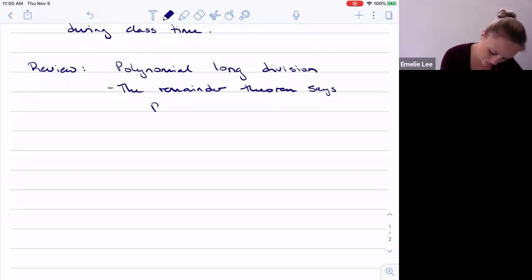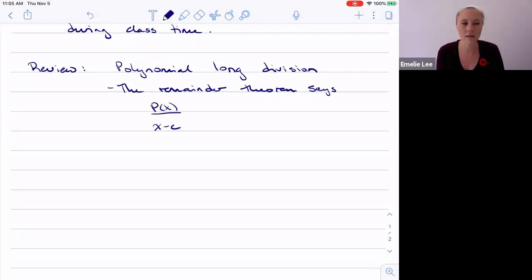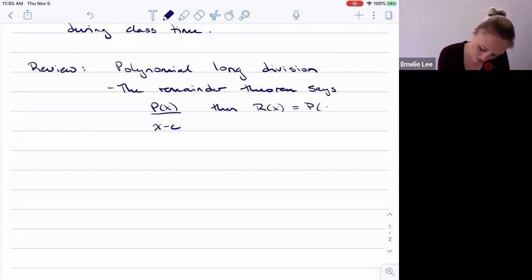that if you have some polynomial p of x divided by x minus c, then the remainder r of x that you find is going to be p evaluated at c. So the remainder of this division is the original polynomial evaluated at c, and that's kind of weird, but it can be useful to know. If you ever have to evaluate the polynomial at c, and you have the remainder, you already know what it is. That's a cool tool.